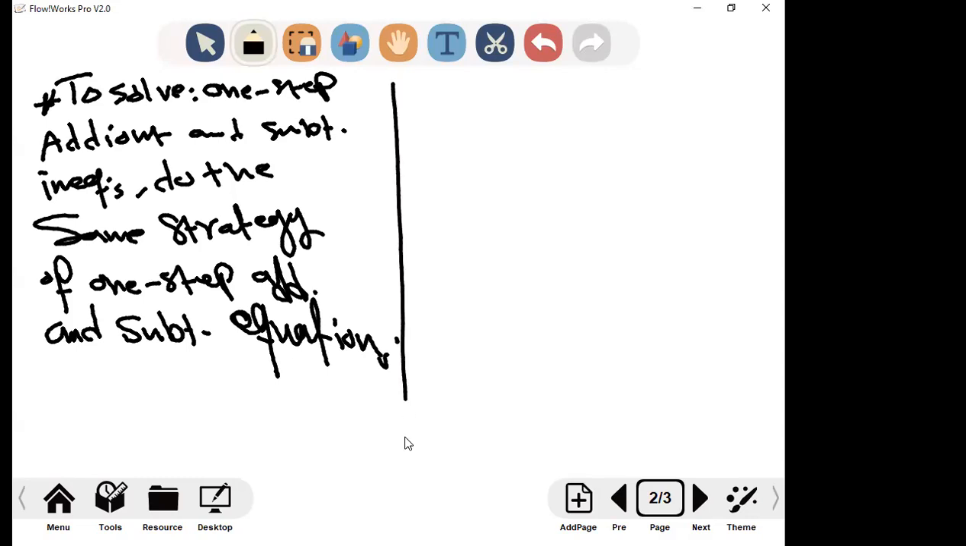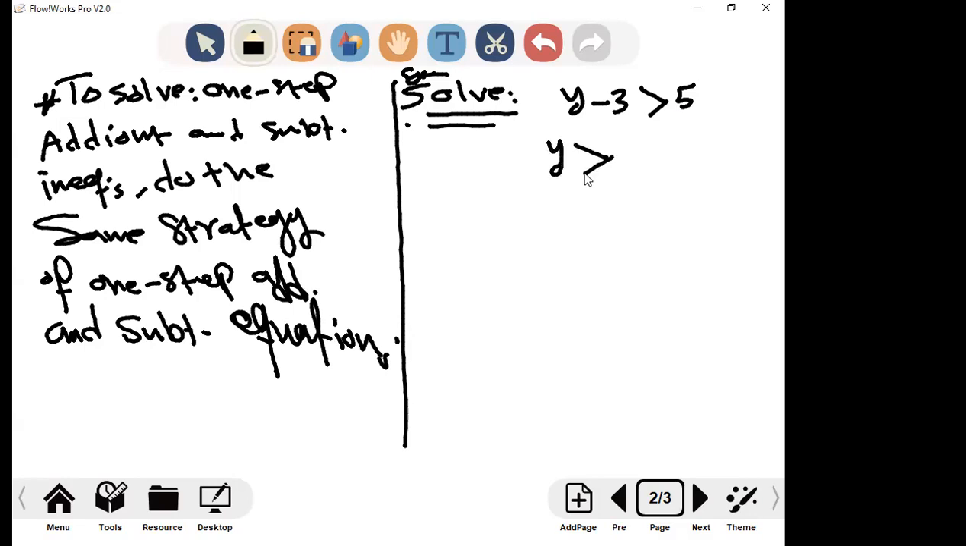For example, solve, for example, y minus 3 more than 5. Here the variable is y, right? The connected number is minus 3, sorry, right? Now in equations we shift. I'll do the same here. So y, this stay the same, more than 5 plus 3.